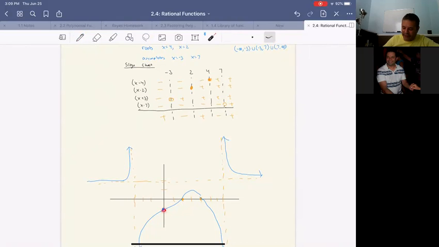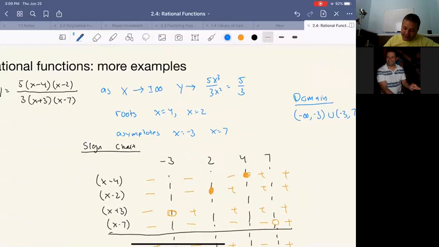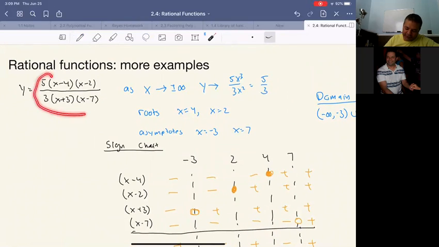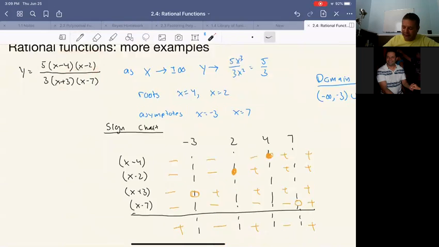Now, what's the value of this point? Well, the x-coordinate is 0, and keep in mind this is not drawn to scale. We're just going to plug in 0 for all the x's. So we're going to get 5 times -4 times -2, so that's 5 times 8, which is 40, over 3 times 3 times -7. So 3 times 3 is 9, times -7 is -63. So this is going to be 40 over -63.